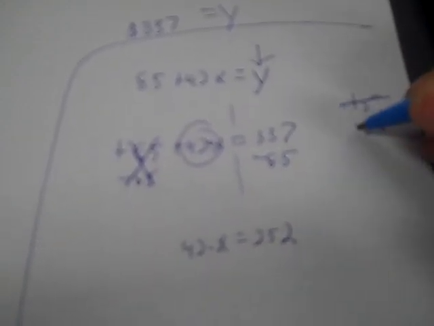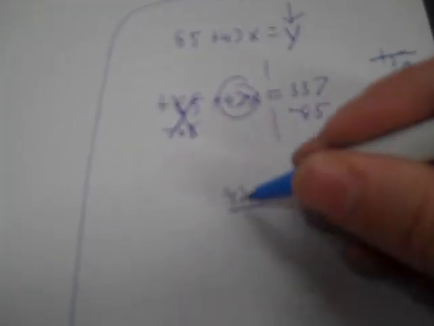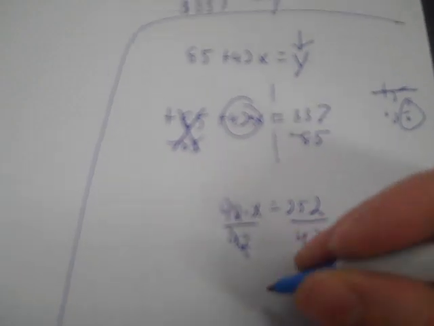Then I see times, I need to divide by 42. So there's the X still equals 252 divided by 42. I got 6, okay. So X equals 6. So 6 days.